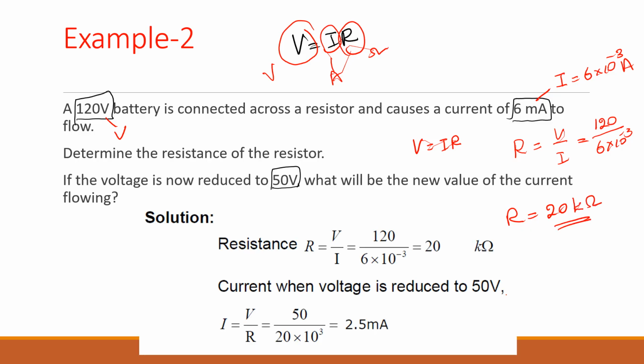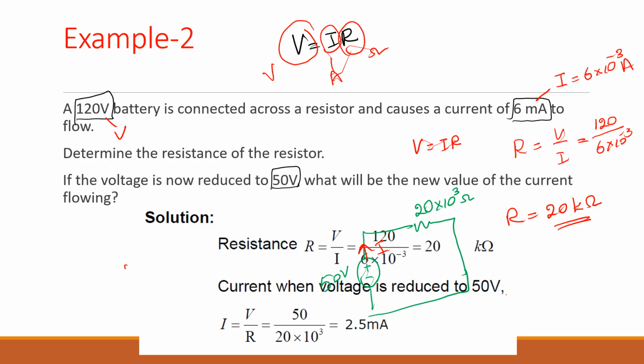In the second part, they are saying the voltage is now reduced to 50 volts. What will be the new value of the current? Here we have a voltage. This is a symbol for the voltage supply. I will discuss this in coming slides. Here we have 50 now, and the resistance is not changing, so it is 20 times 10 to the 3 ohms. Now they are asking about the new current.